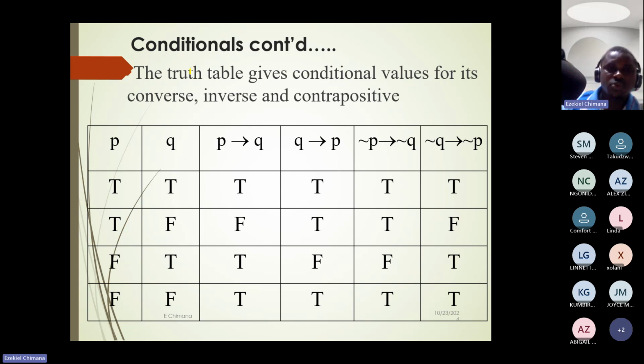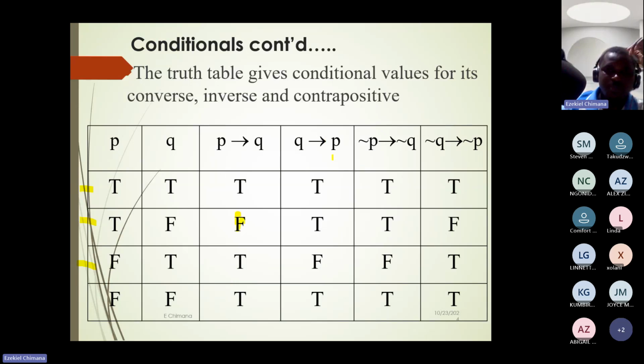So let's look at the truth table for the converse, inverse, and contrapositive. If you look at this, we only have P and Q. That's why we've got only 4 rows, right? So we've got true, true, false, false, then true, false, true, false. Then we look at P implies Q. We've already done this. It is only false whenever we've got true implies false. That's why we've got only false here.